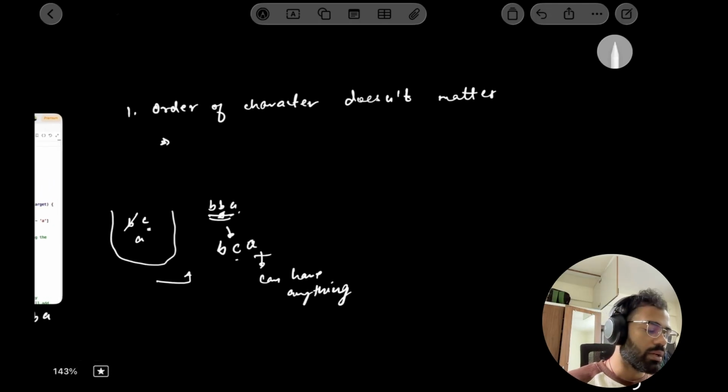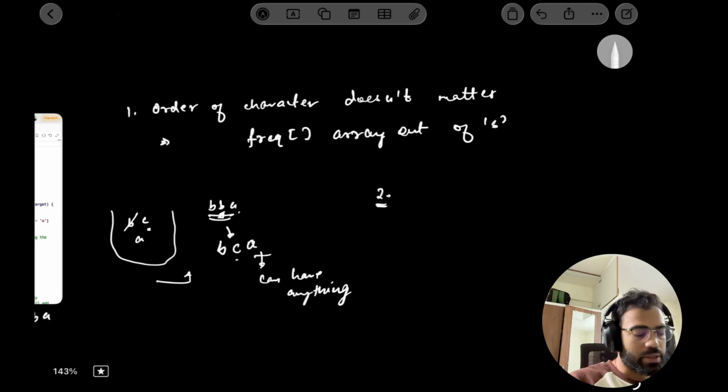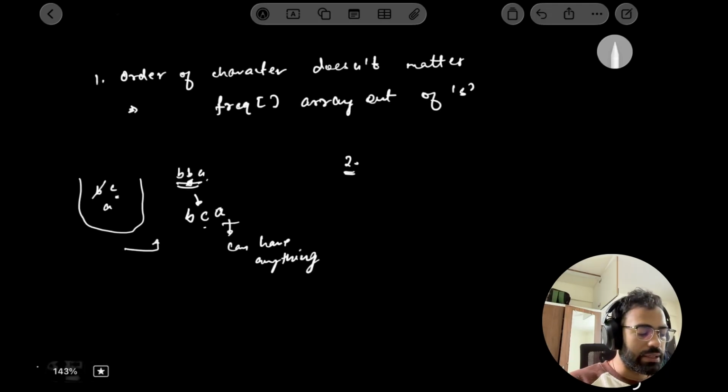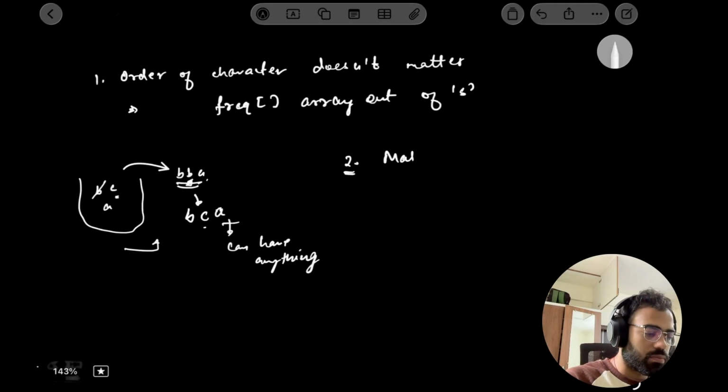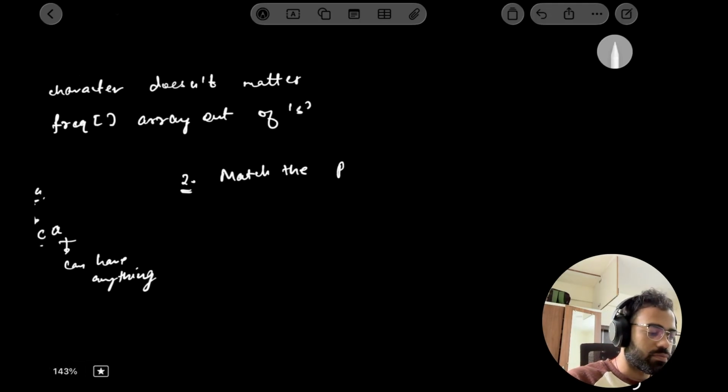So that's why the first thing we need to do is prepare this bucket of characters. And how do we prepare this bucket of characters? By counting the frequencies. So we'll prepare the frequency array out of s. So this is the first step. Now, after that first step, what we did, see, we greedily pick the character which we can find. That means we match the prefix of target from the bucket.